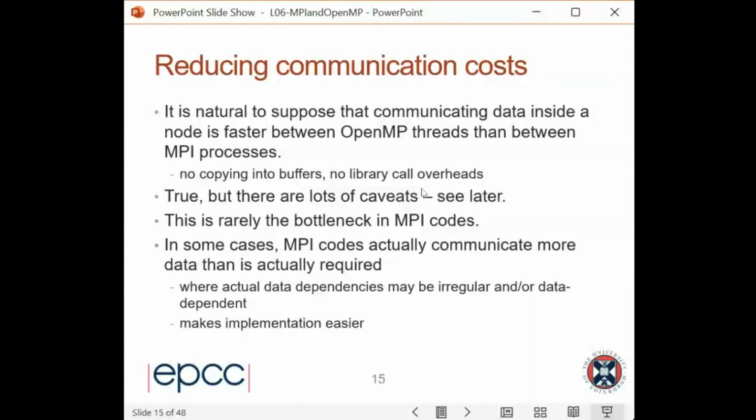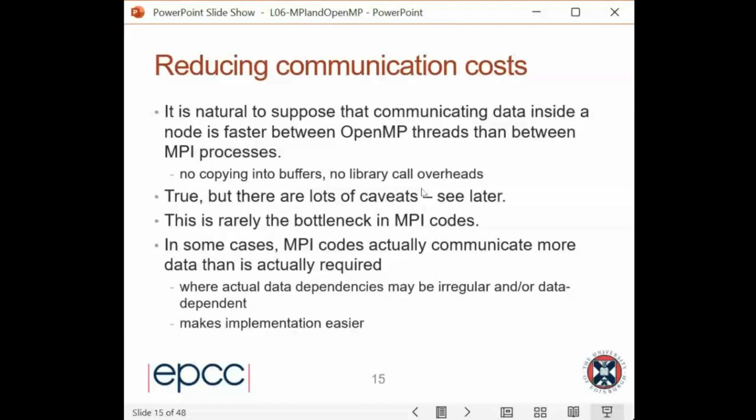Also, you may reduce communication costs. It seems natural to imagine that two threads within a node would be able to read and write data faster than MPI could send data, because MPI probably has to do some copying into buffers. However, that's not a big issue. And actually, it's really not the bottleneck. As I keep saying, there is no point optimizing something which is not the bottleneck. The bottleneck in MPI is inter-node communications over the network, not intra-node communications. And so you may be able to speed up your intra-node communications using OpenMP, but that might not help because you still have the inter-node ones.